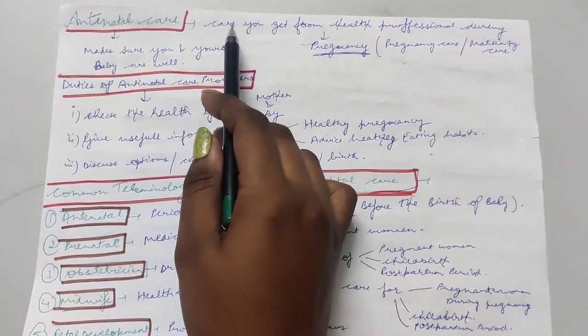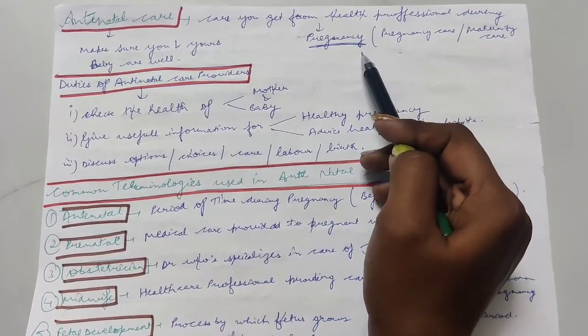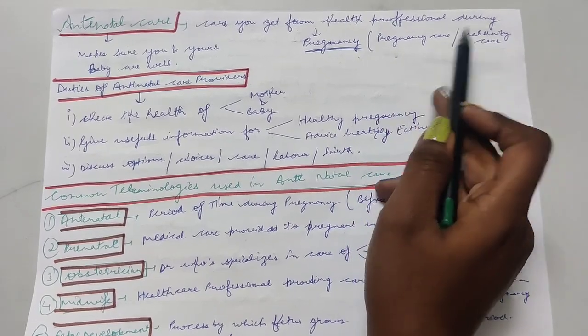Antenatal care is the care you get from a healthcare professional during pregnancy. It is the care of a mother during pregnancy. It is called pregnancy care or maternity care.